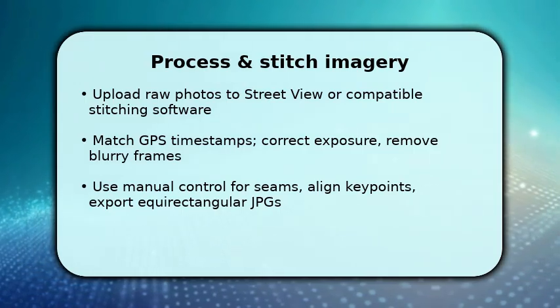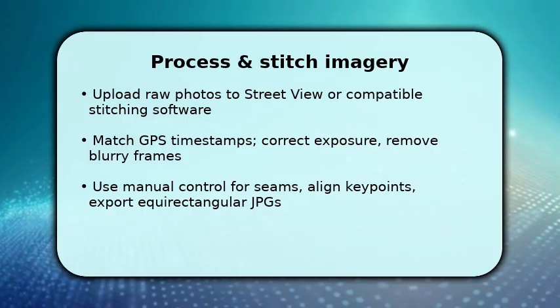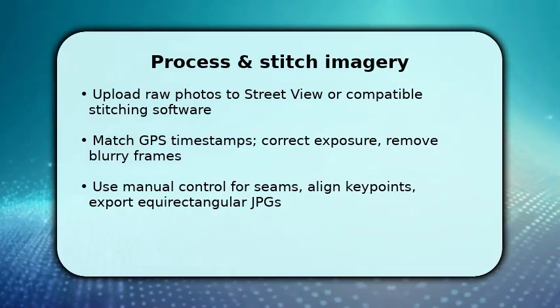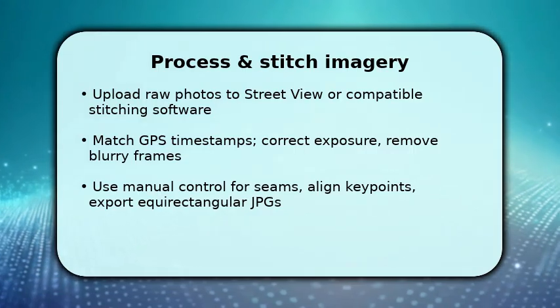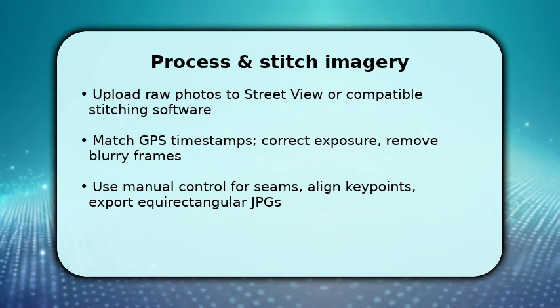If seams persist, manually align key points in the stitcher and re-render equirectangular JPGs at recommended resolution. Make sure each panorama has accurate metadata so Google can place it on the map correctly.